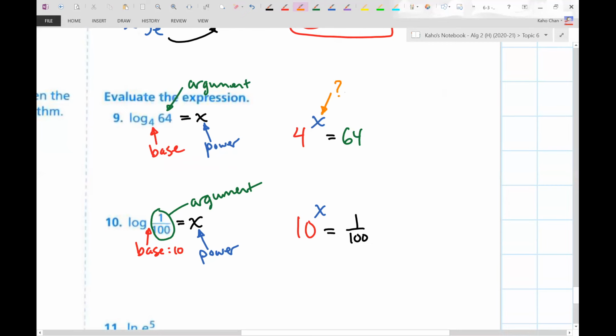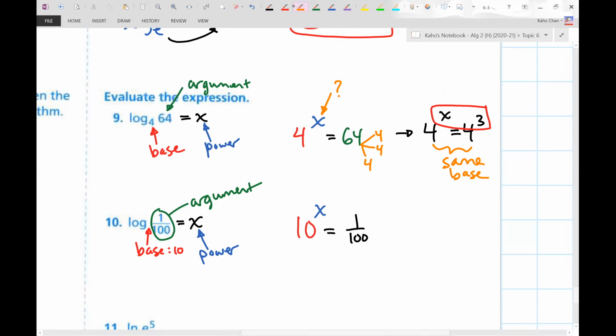Going back to number 9, sorry about that. 64 is 4 times 4 times 4. Some of you might break it down to 2s, and then you realize that 2 to the 6 is the same as 4 to the 3rd. That's fine as well. Oh, there it is. x equals 3 after your bases are the same. Yay.